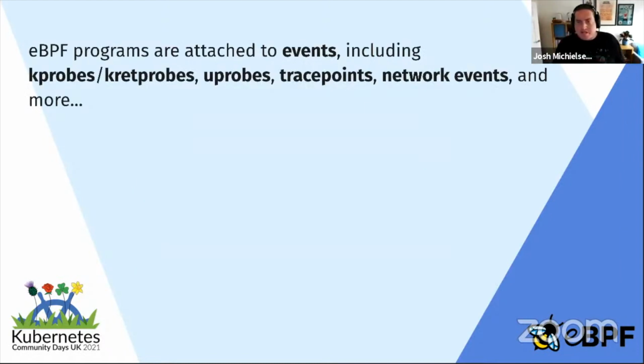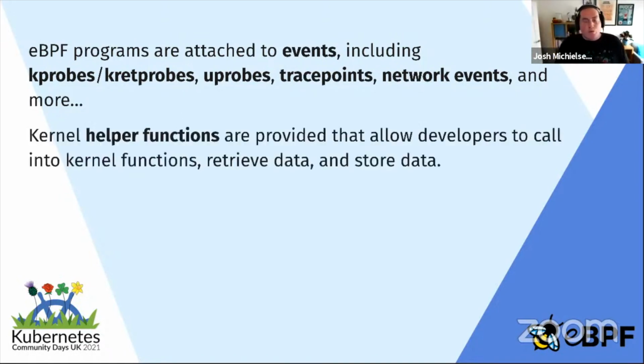So what are some of the events that we can attach to? I'll go into this in a little bit more detail down the road, but we can do K-probes, K-ret probes, U-probes, trace points, network events, and there's a whole bunch more as well. There's trace events, perf events, stuff like that. The kernel provides us with helper functions that allow developers to call into the kernel itself to retrieve and store data, to do certain things that would generally be considered unsafe to do if you had direct access into the kernel.